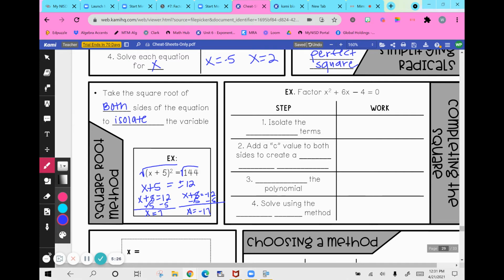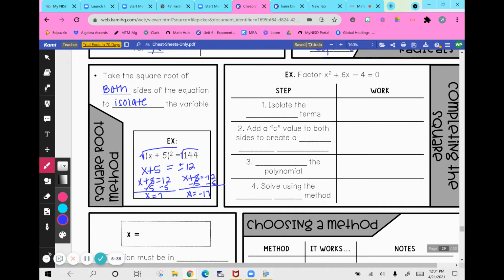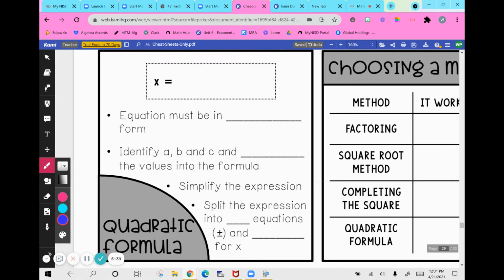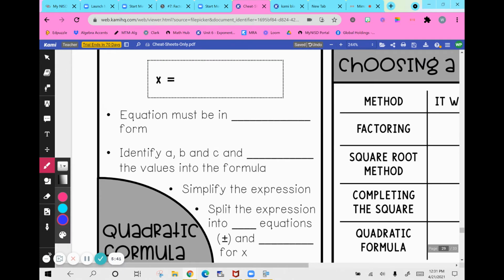We're going to look at completing the square. No, we're not. We're going to skip that for now. Let's look at the quadratic formula. We just went through this, so I'm hoping you guys still have it fresh in your brain.